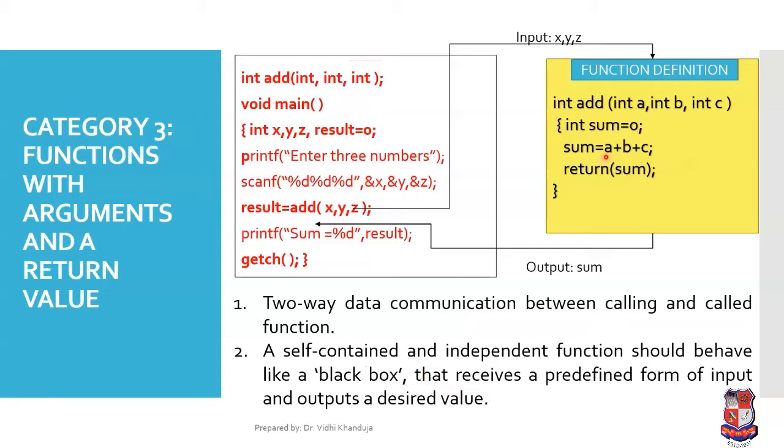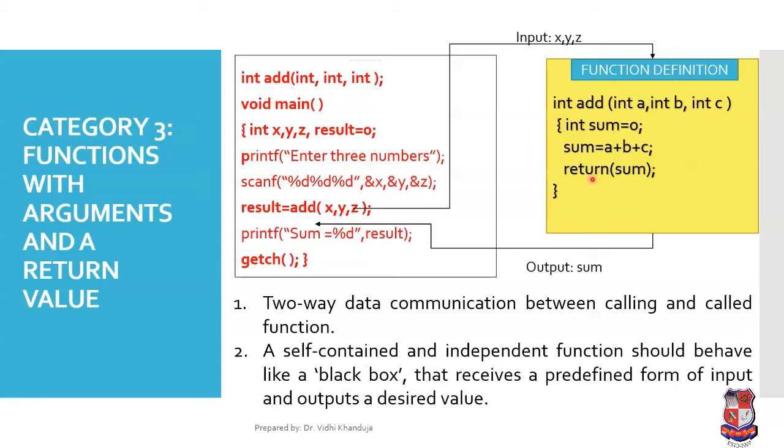So the function definition will look like this. You have int, that is a return type. Now the function is returning some value, the name of the function and the formal parameters, right? Within the function, there is no need to take the values of A, B and C as they are passed from the main, right? And then there is no need to display the value of the sum of these three variables. Why? Because we need to return the value now.